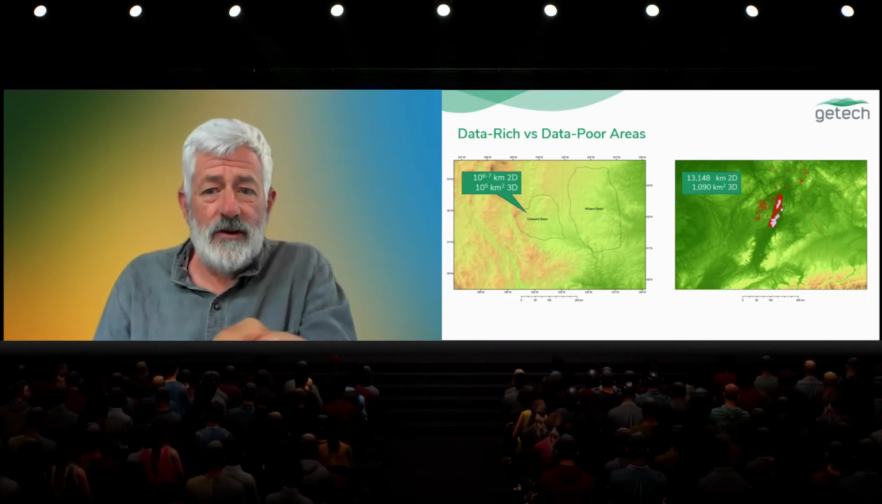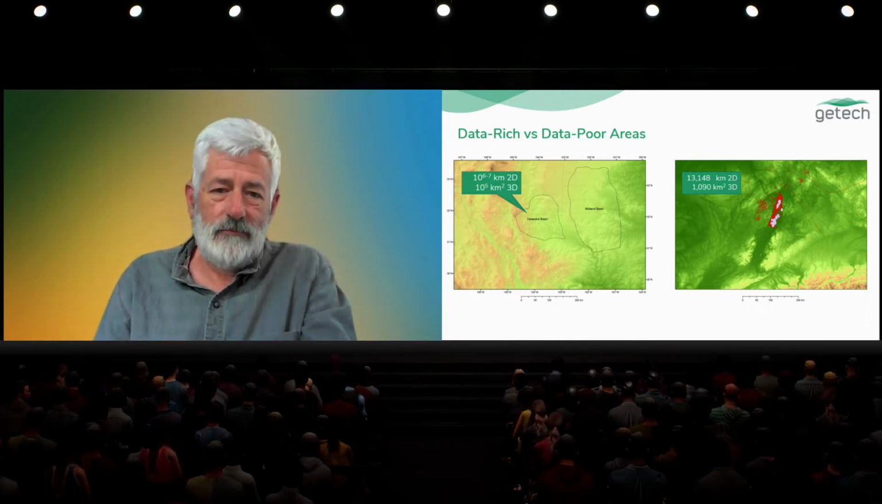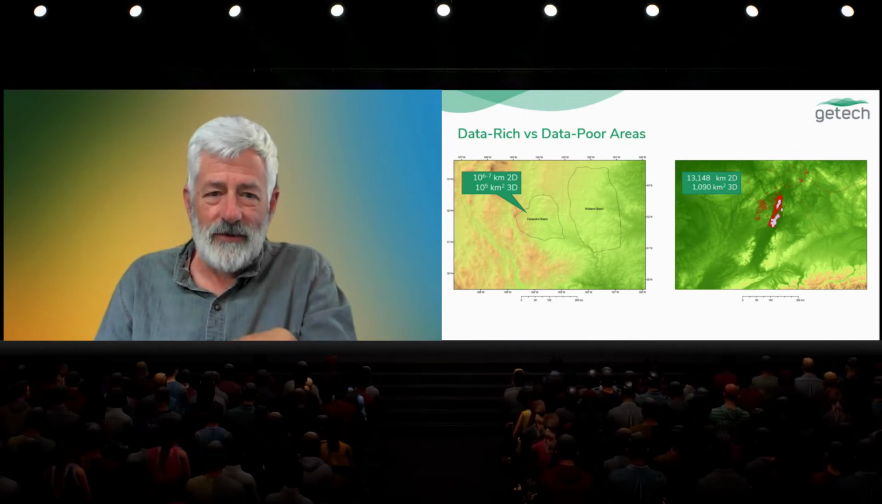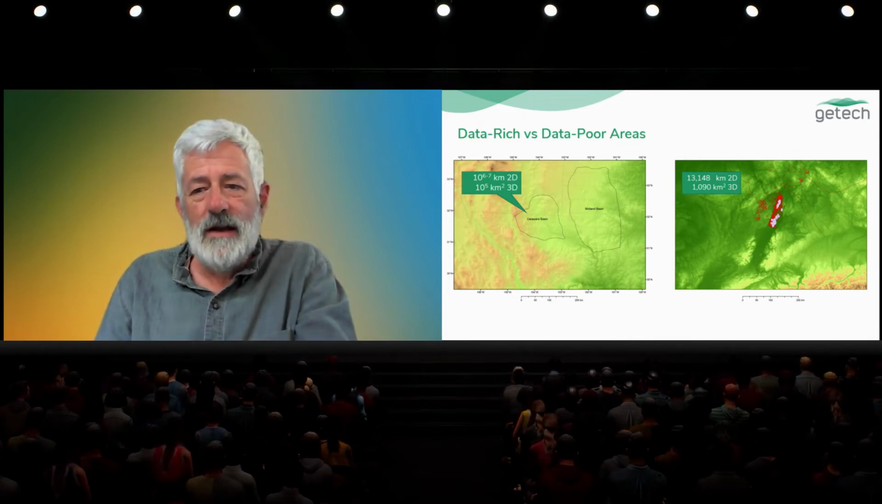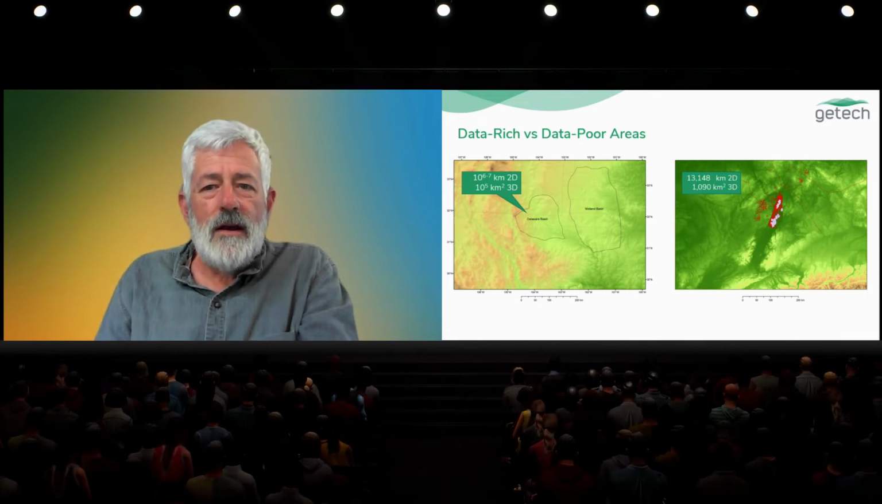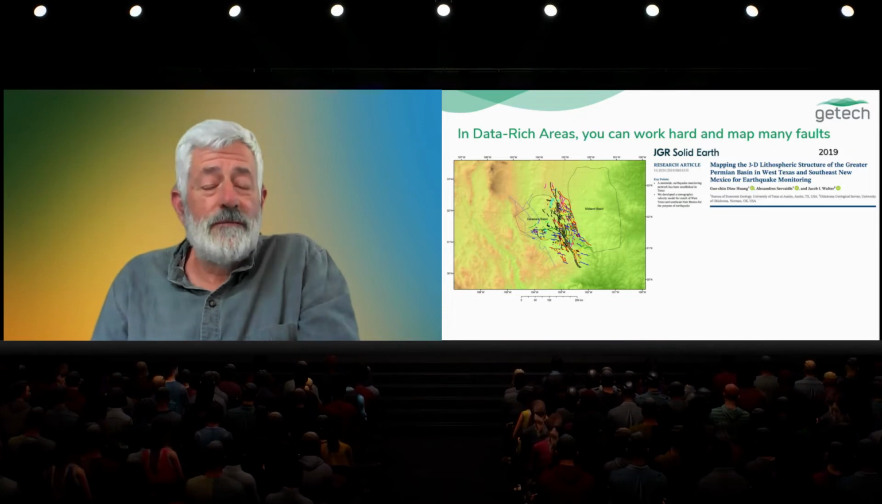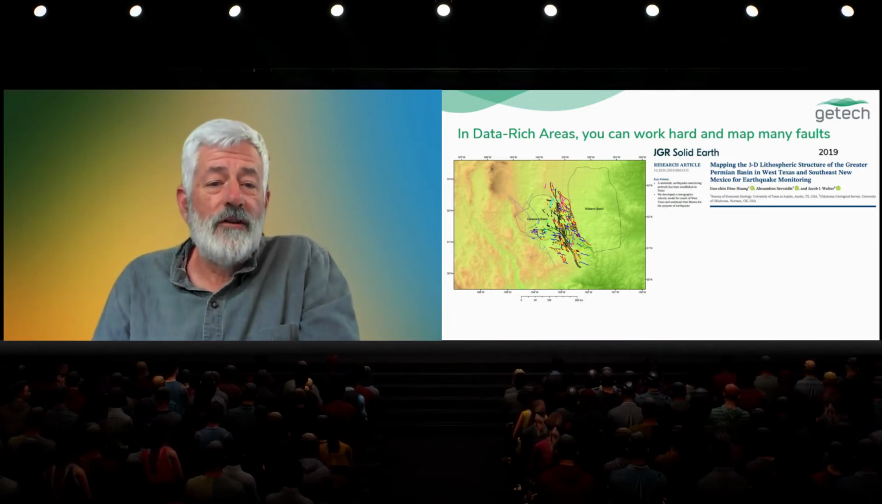And I'll just emphasize here too, that these maps are at exactly the same scale. They cover exactly the same amount of territory. Just the one on the left has the lat-long because you know where it is, and you can see the counties of Texas and New Mexico in the background. The right-hand side, I'll let you speculate about where that is as we go through the talk. But whether you've got a lot of data or a little bit of data, you still have to find the faults if you want to understand the seismicity.